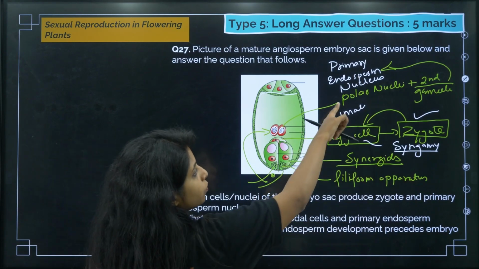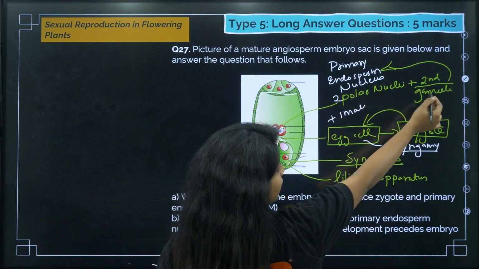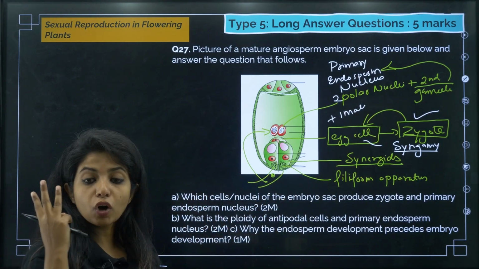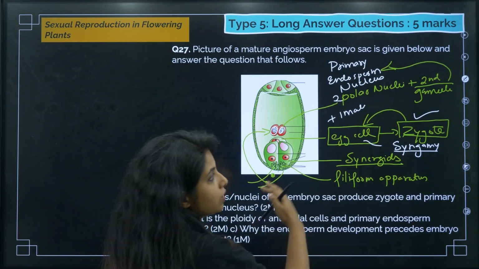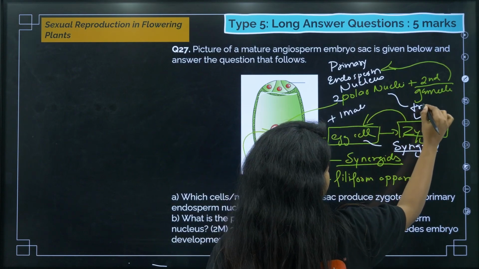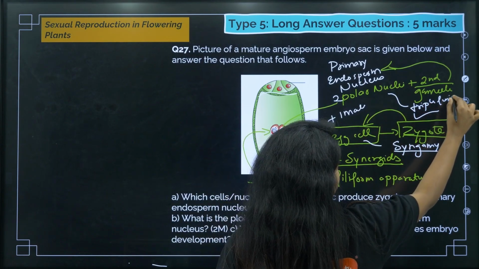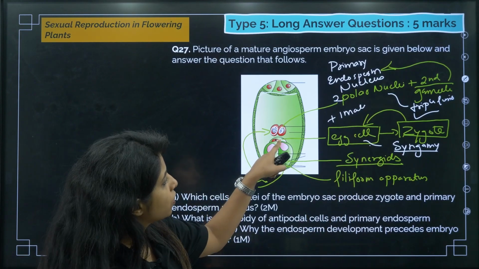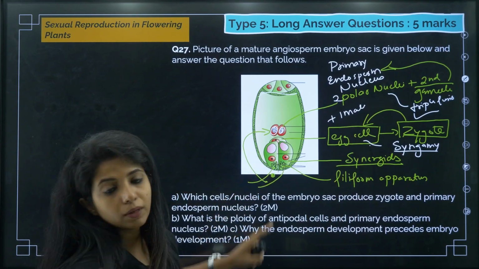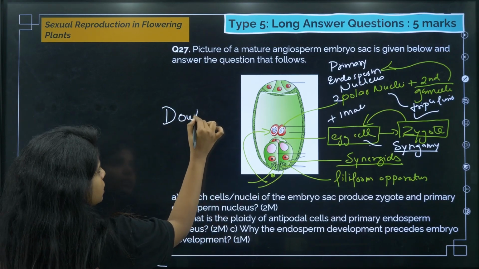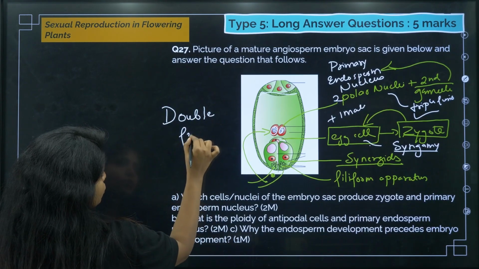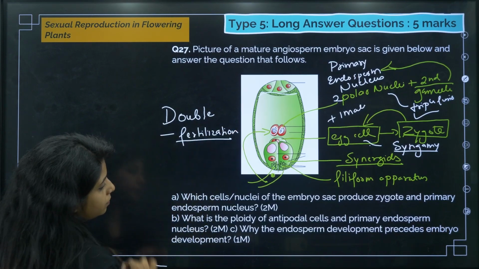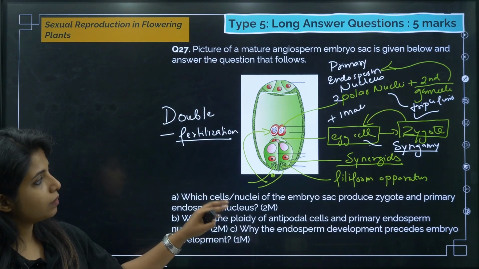Okay, and now over here the two polar nuclei and the second male gamete are fusing. So two nuclei are there, and one nucleus is coming from the male gamete. So how many nuclei in total? 3 nuclei. Since 3 nuclei are coming together, you call this triple fusion. And since fertilization has taken place twice, fusion over here and fusion over here, you call this whole process double fertilization, children.